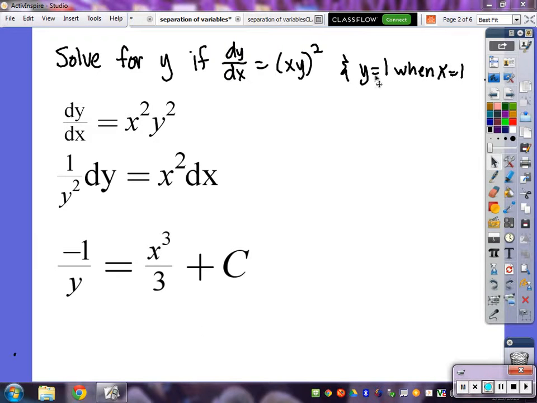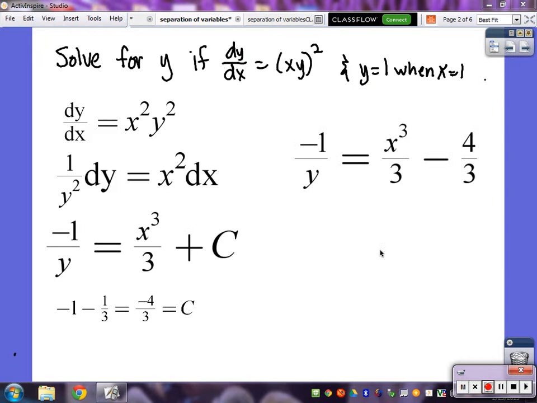So now I want to solve for c by plugging 1 in for y and 1 in for x. When I do that I get negative 1 minus 1/3 after plugging 1 in here and subtracting it, and together that makes negative 4/3, so c equals negative 4/3. Once I plug that in, I now have my solution: negative 1 over y equals x cubed over 3 minus 4/3.